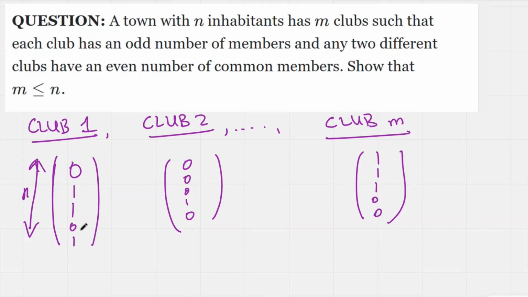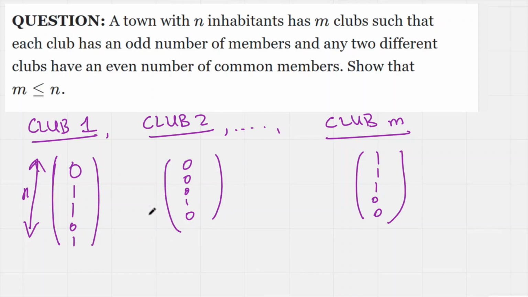So what does this mean? If I look at club 1's vector, this means person 1 isn't a member of club 1, but person 2 and person 3 are. Person 4 isn't a member, but person 5 is. For club 2, apart from person 4, nobody's a member. And finally for club 3, persons 1, 2 and 3 are members of club 3, but persons 4 and 5 are not. Okay, so this could be a potential setup.